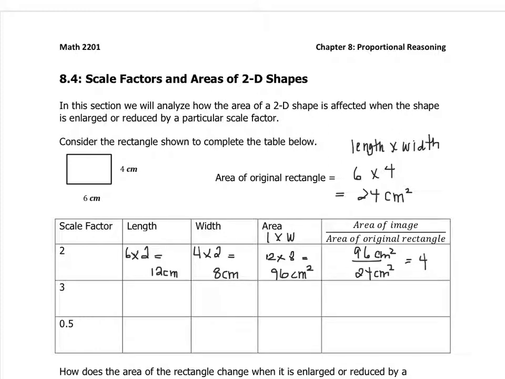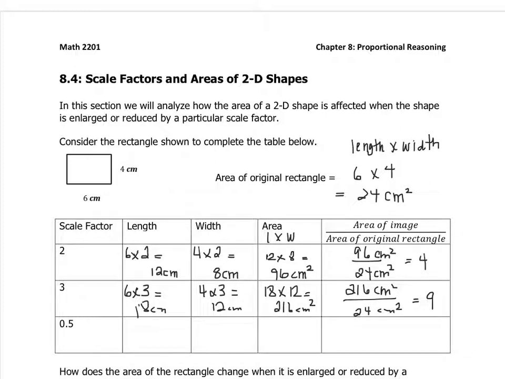If we take a scale factor of 3 and apply it to the length, we get a length of 6 times 3 is 18. And the width would be 4 times 3, which is 12. So therefore, the new area would be 18 times 12, which is 216 centimeters squared. And if we take the area of the image, which is 216 centimeters squared, over the area of the original, which is 24 centimeters squared, we find that that equals 9.